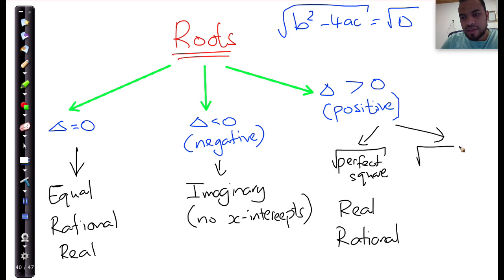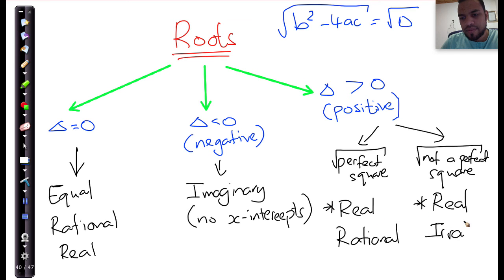If it is the root of not a perfect square, then this will be a real number, but irrational. Okay, and so now I'm going to give you the exercises to work through this in the next section, where you'll get about 10 questions that you need to look at.